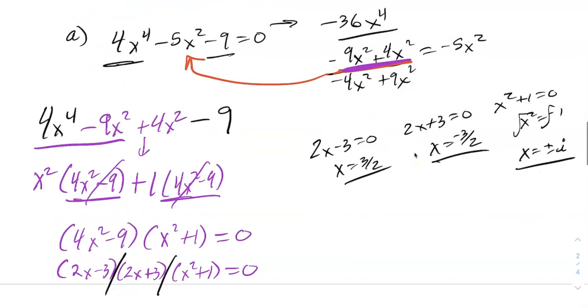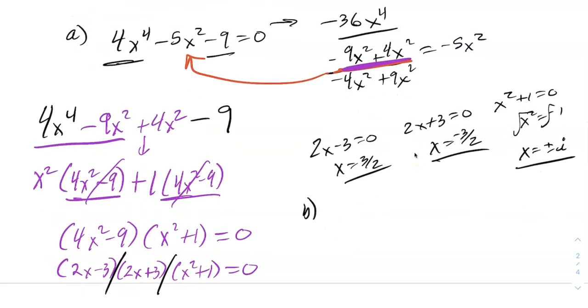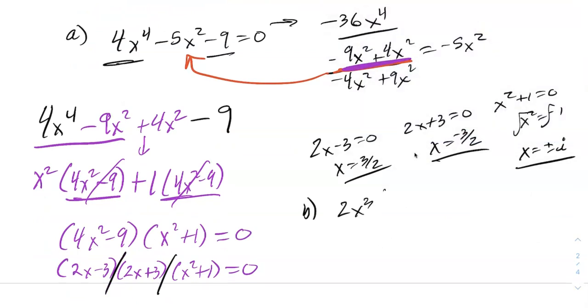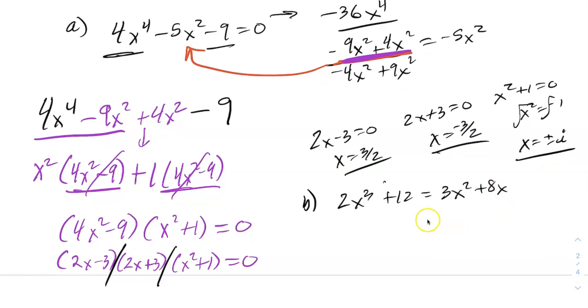B. Solving another one. I'm running out of space here. Let's see how I could solve B. 2x cubed plus 12 equals 3x squared plus 8x. So first thing I'll do with this is set equal to 0, because that's how you solve any power that's bigger than x. Set equal to 0, so move stuff over.